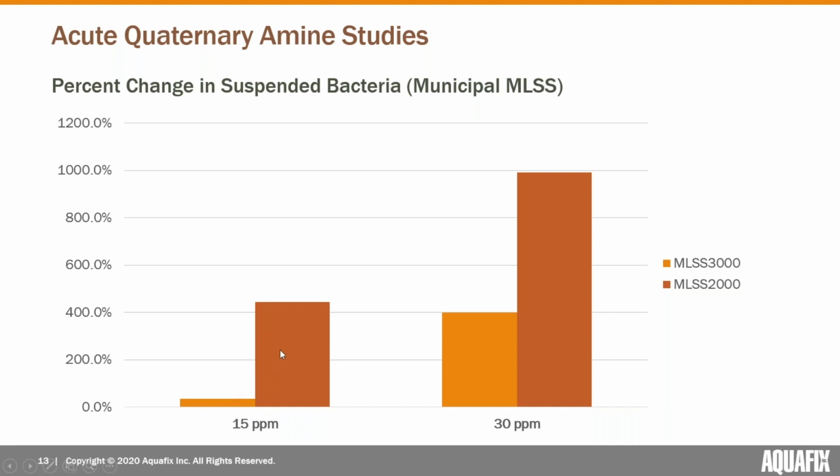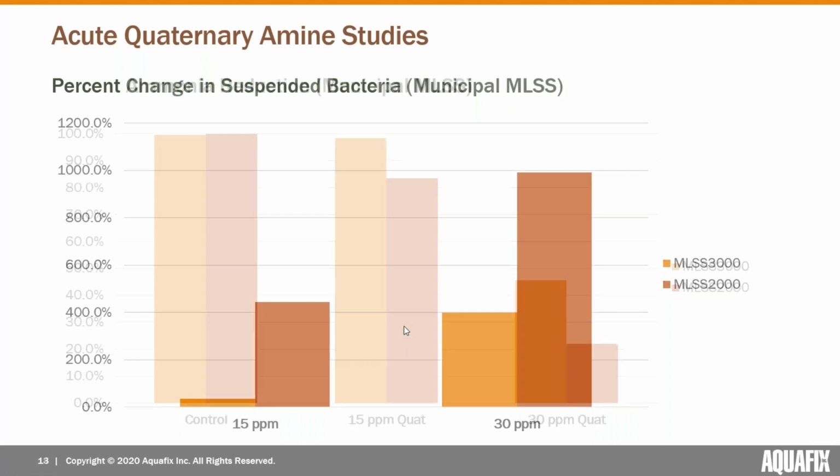So we measured percent change in suspended bacteria. We do this by measuring optical density. And you can see at 15 ppm, all of a sudden the amount of suspended bacteria goes way up. At 30 ppm, it goes way up in both 3,000 and 2,000 mixed liquor. Notice that with a higher mixed liquor, you get more cloudiness.